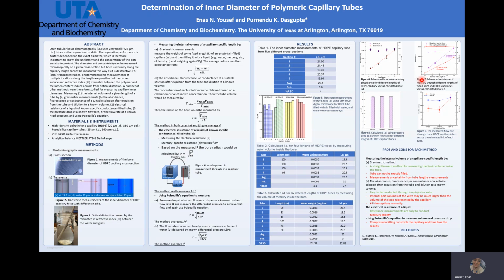As for figure 7, it represents the calculated inner diameter based on the resistance of mercury through different lengths of high density polyethylene tube and fused silica. Figures 7, 8, and 9 represent the inner diameter calculated based on Poiseuille's equation of the 3 high density polyethylene tubes with 100 centimeter length through pressure drop and flow rate measurements.